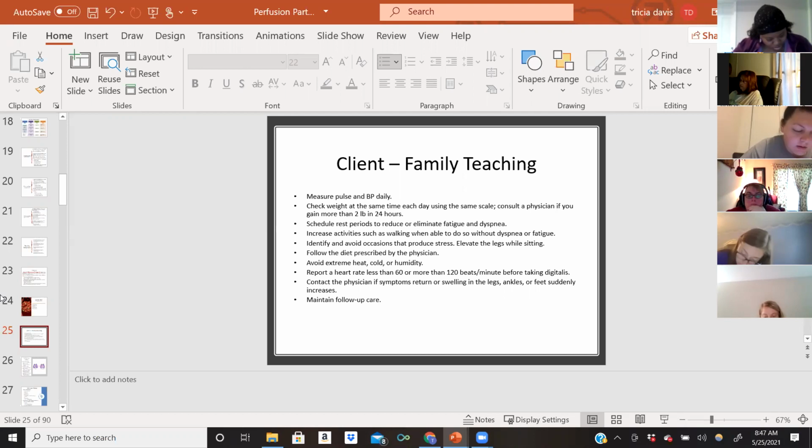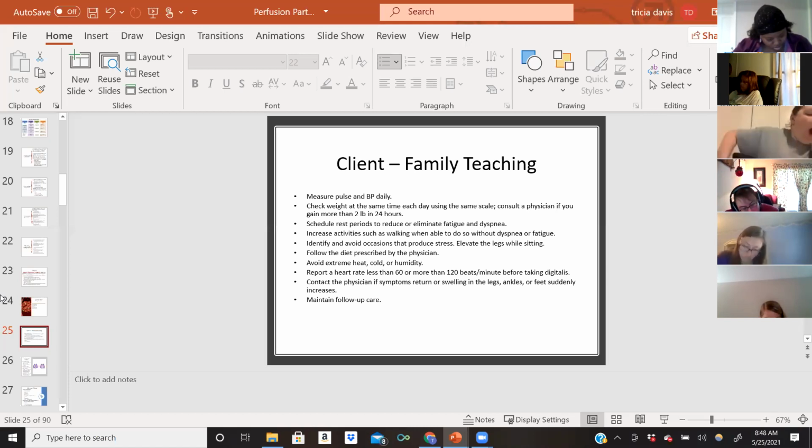Identify and avoid occasions that produce stress. Elevate their legs when they're sitting, and then follow the diet prescribed by their physician. We want them to avoid extreme heat, extreme cold, or humidity. Report a heart rate of less than 60 or more than 120 beats before taking one of the medications that we talked about, which was digitalis. So we need to make sure that their heart rate is above 60 and less than 120.